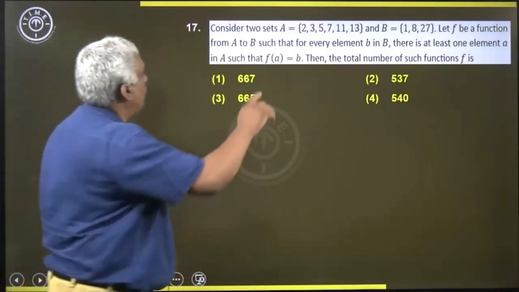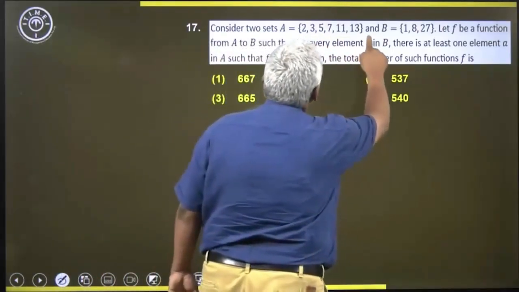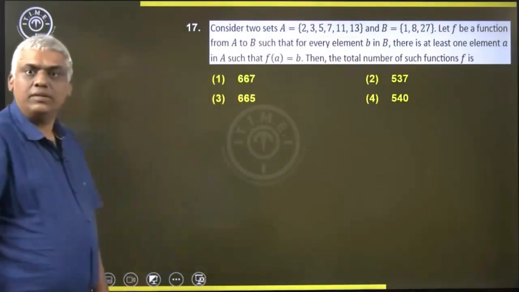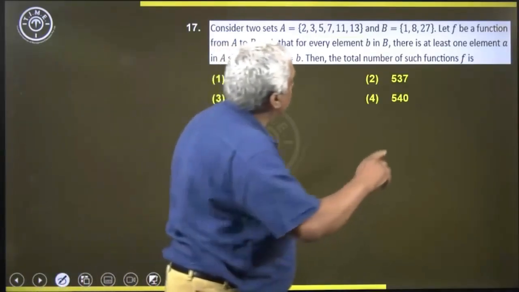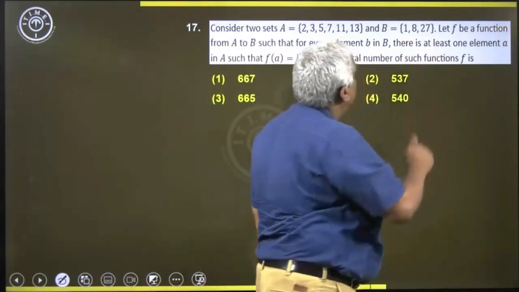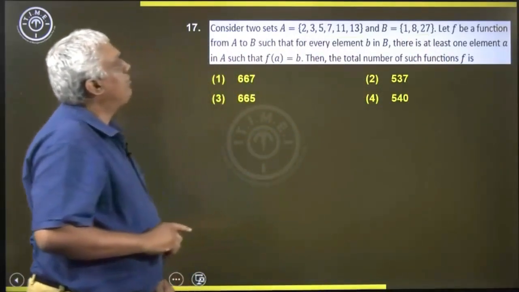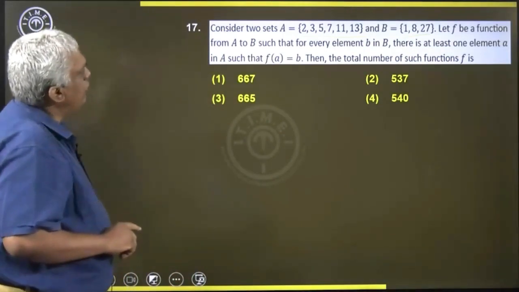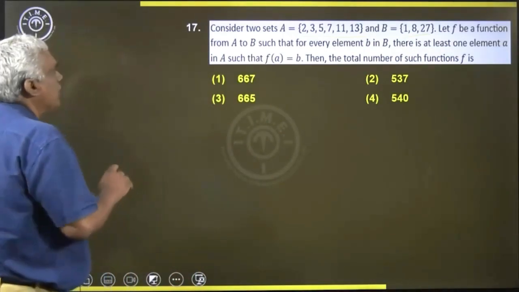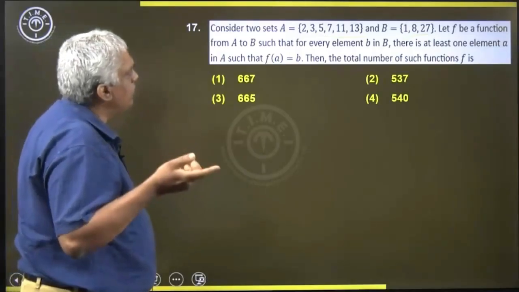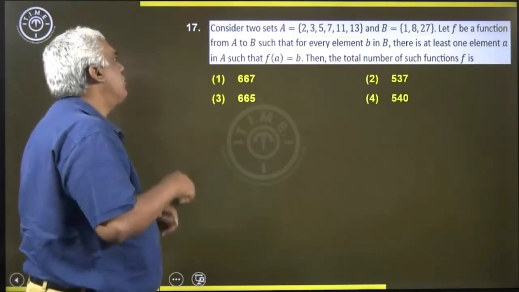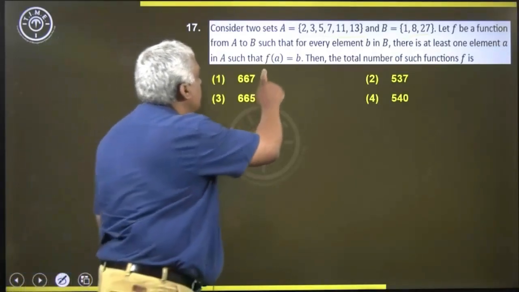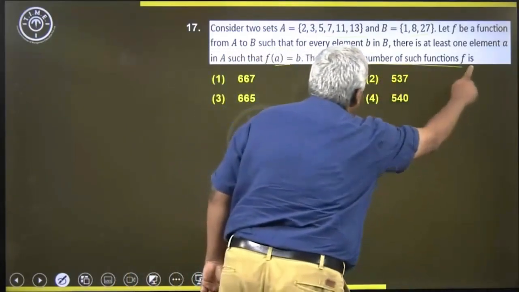Consider two sets. Set A is {2, 3, 5, 7, 11, 13} and set B has {1, 8, 27}. Let f be a function from A to B such that for every element in B, there is at least one element in A such that f(a) equals b. Find the total number of such functions.